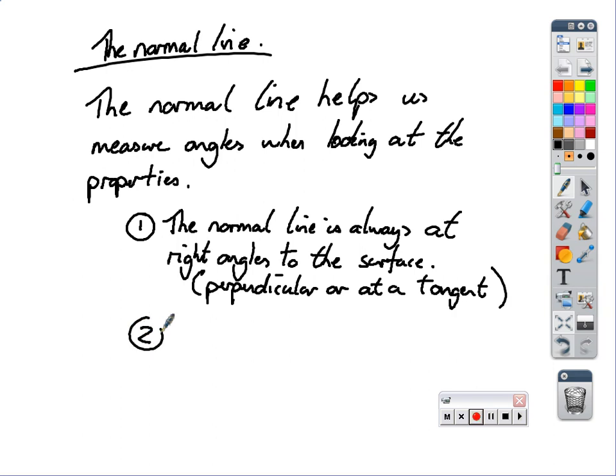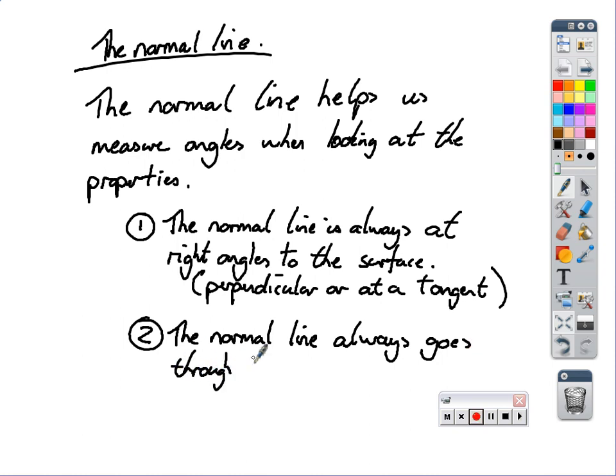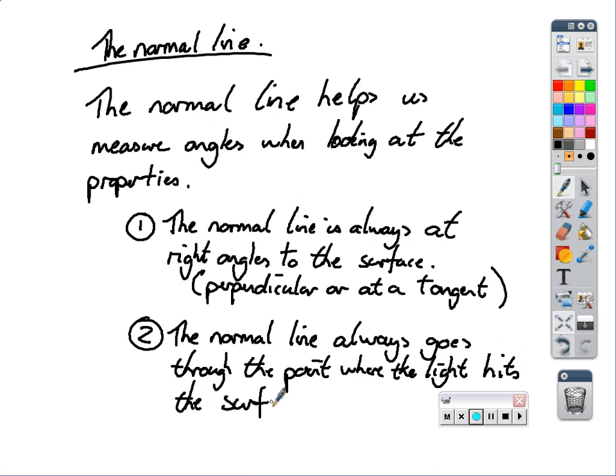Number two is the normal line always goes to the point where the light hits the surface. Okay, so two rules for the normal line. It's always at right angles to the surface, and it's always at a point where the light hits the surface. Okay?